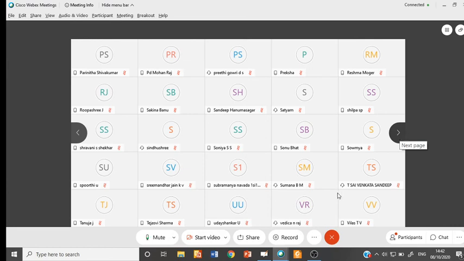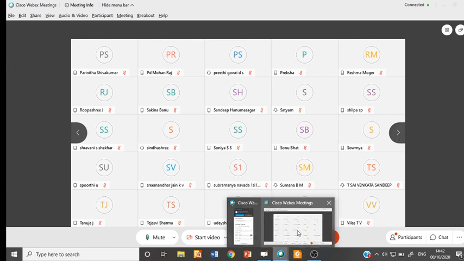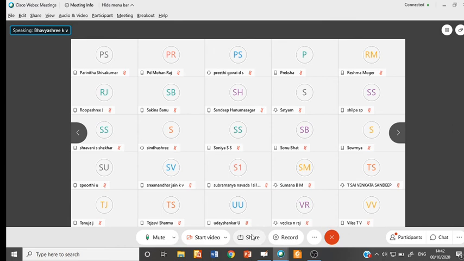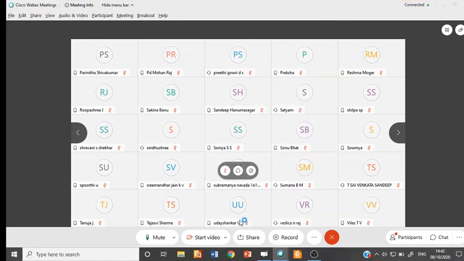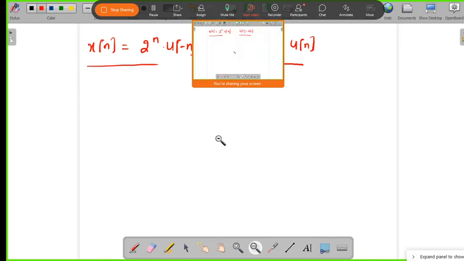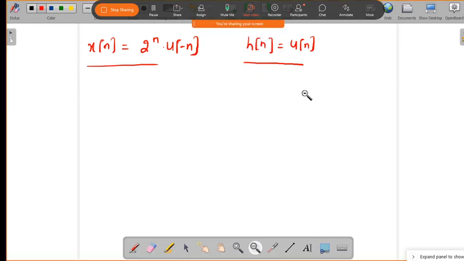Try to do this problem which I gave here, which is 2 power n into u of minus n, and h of n is u of n.